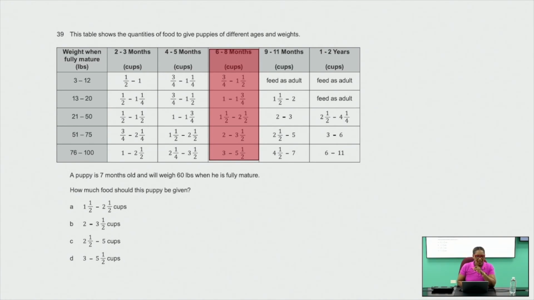Then it says the puppy is 60 pounds. The first one says 3 to 12 pounds, 13 to 20 pounds, 21 to 50 pounds. The next one says 51 to 75. That is where that puppy will be found. Where do both, one is a column and one is a row, where do they both intersect? That's correct. So it is 2 to 3.5 cups of food that this puppy needs to get. So it is option B.